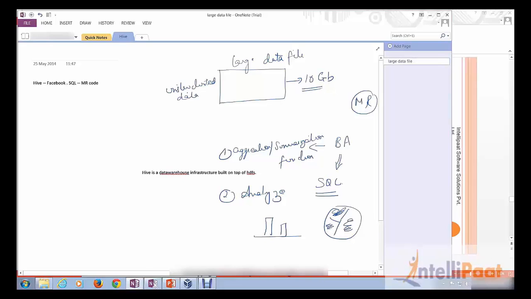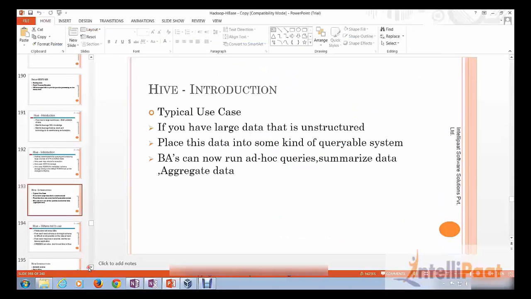So the typical use case is to place this large amount of unstructured data into some kind of structure and allow the business analyst to run aggregation and summarization functions or queries and then analyze the data. This is how you would use Hive. We have to somehow give the large amount of data some kind of structure which will allow the business analyst to use these tools. So that's a typical use case.